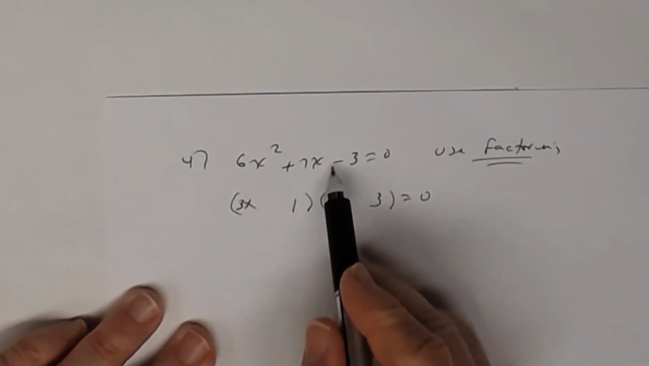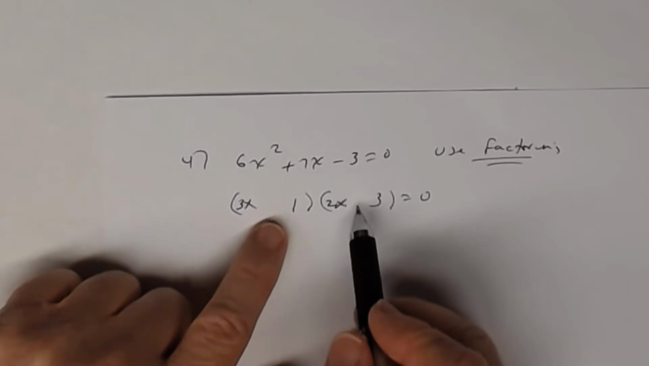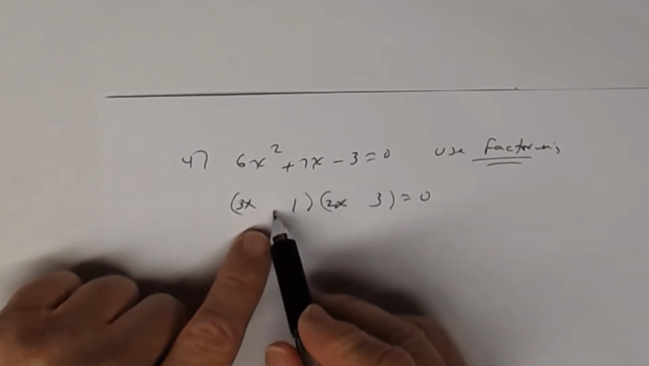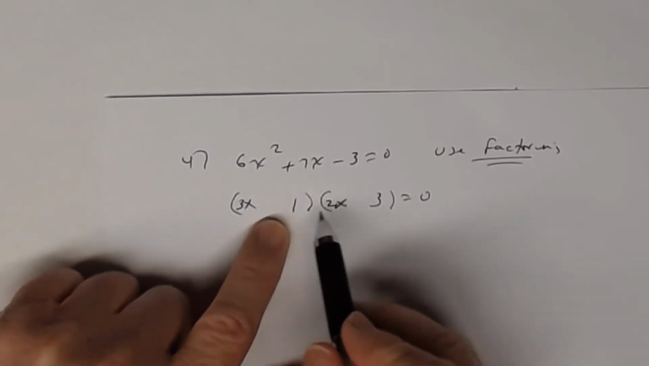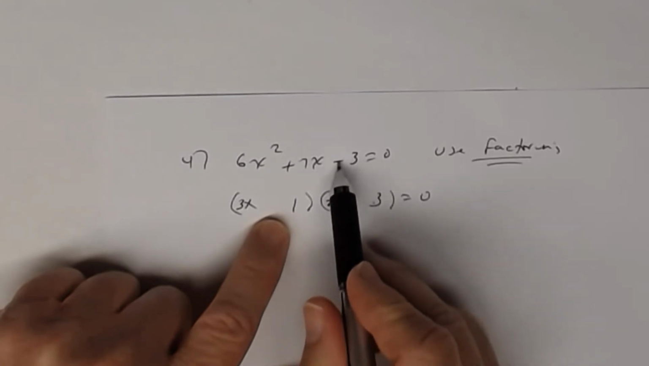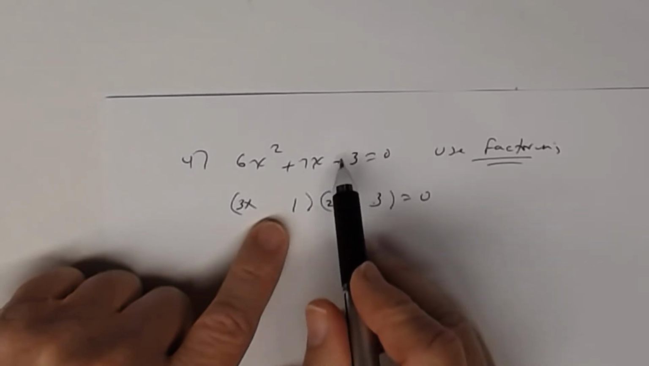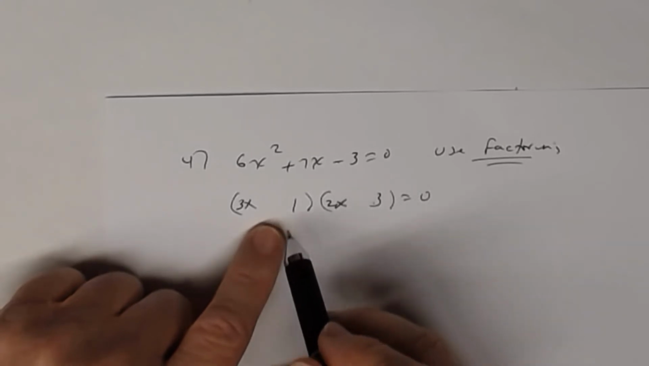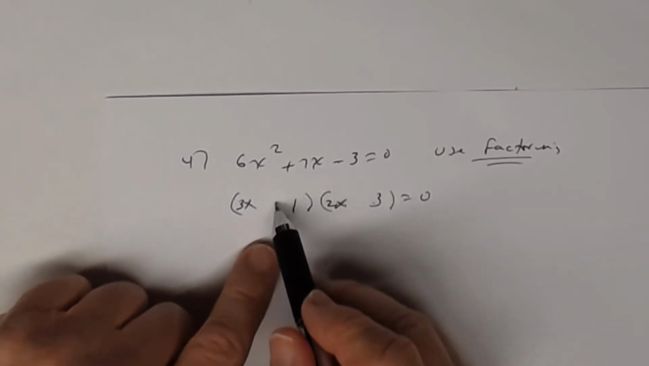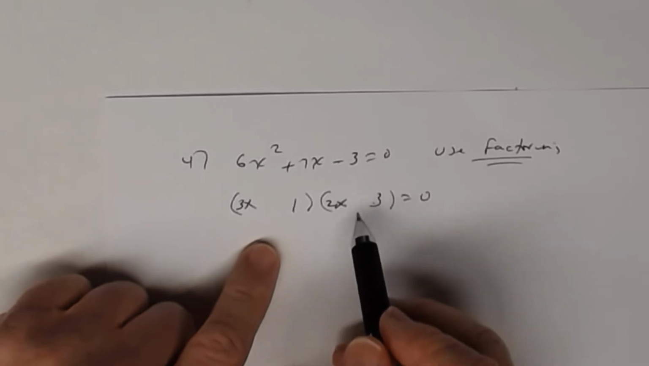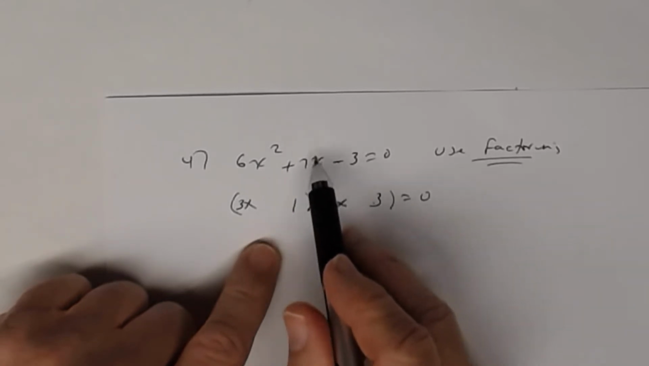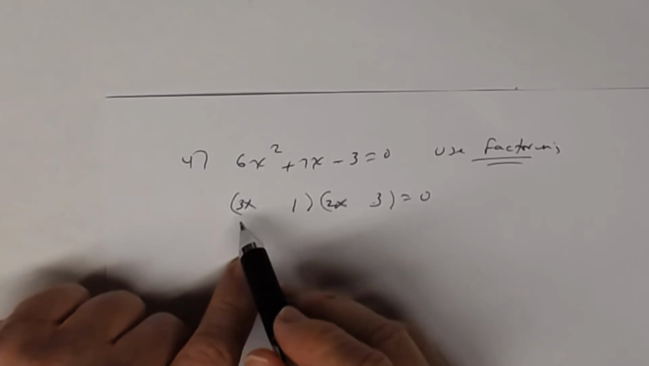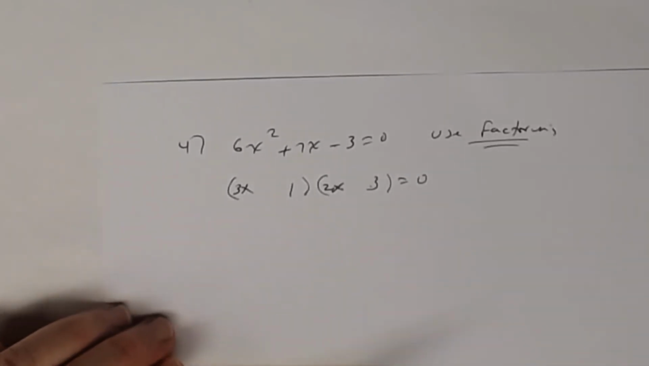And then the last sign is negative. That means that when I multiply the last terms, this term times this term, I need a negative number, in this case negative 3. The only way I can get a negative product is if one's positive and one's negative. That's where you would play around. You put a subtraction here, addition here, and see if that works, because you want your middle term to be 7x.